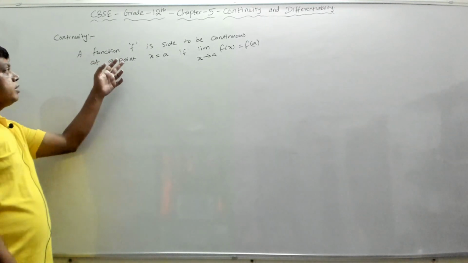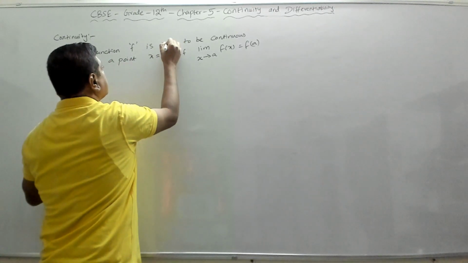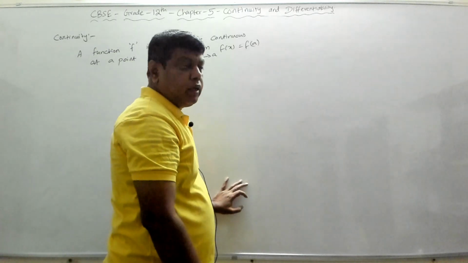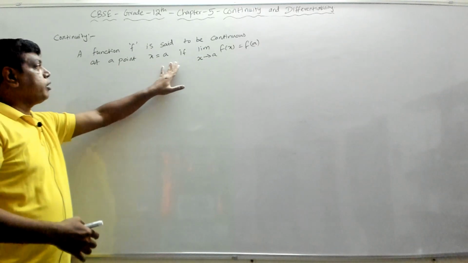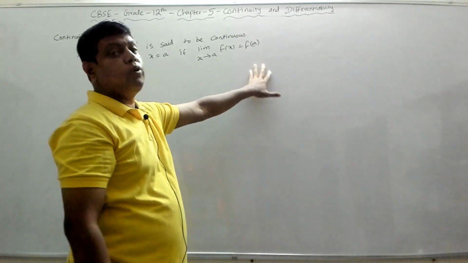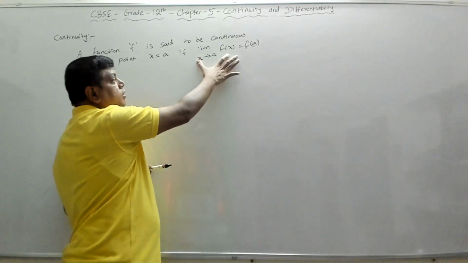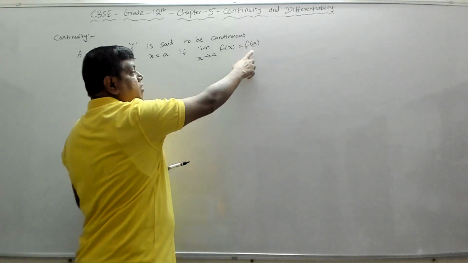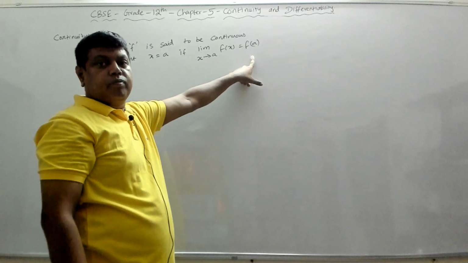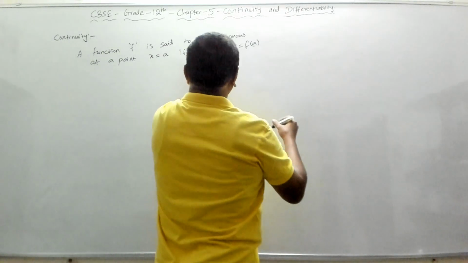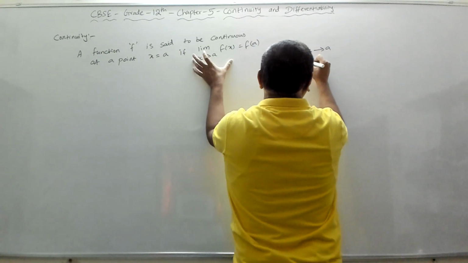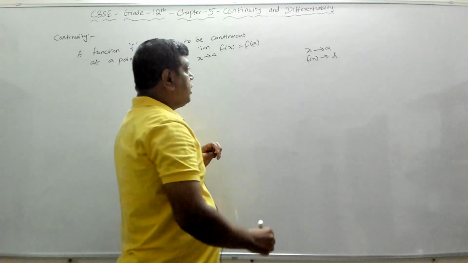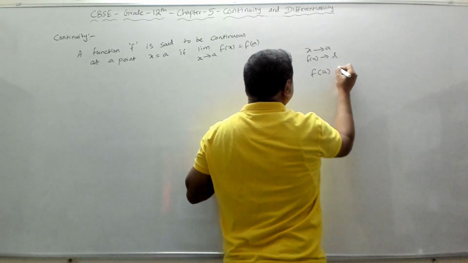We say a function f is said to be continuous at a point x equal to a if limit x goes to a f of x equals f of a, which means we should find the limit of the function at the point x equal to a, and the limit should match the actual value of the function. F of a means the actual value of the function. So the meaning of this is when x approaches a, f of x approaches some value L, and f of a means it is the value of the function.